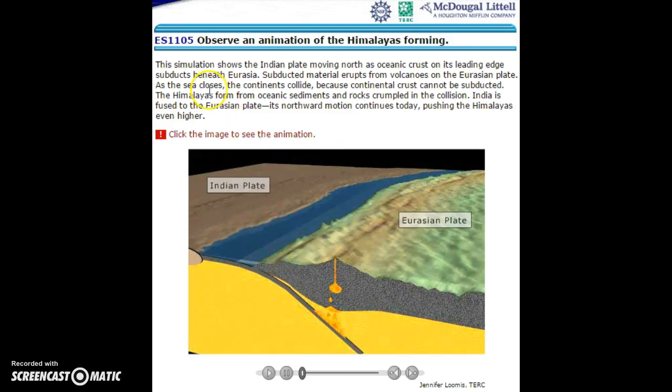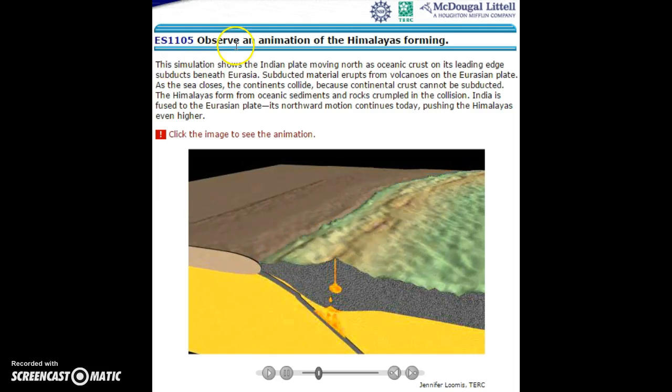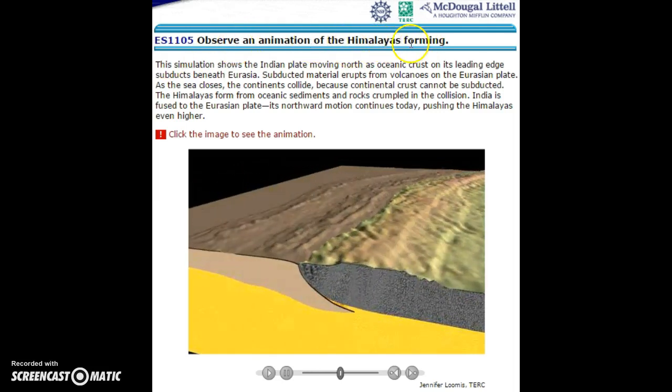So we're going to watch this video here and we're going to see how the Himalayan mountains form. So I'll play this animation and I'm going to read up here. Observe an animation of the Himalayas forming.